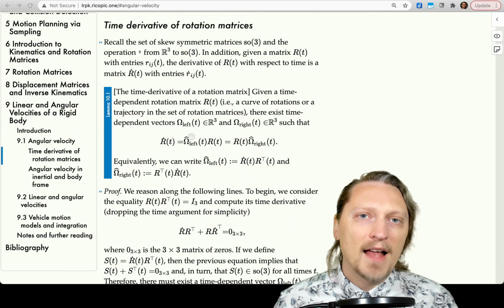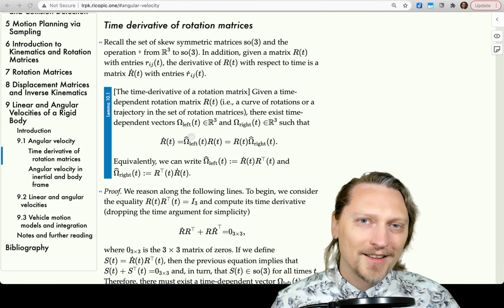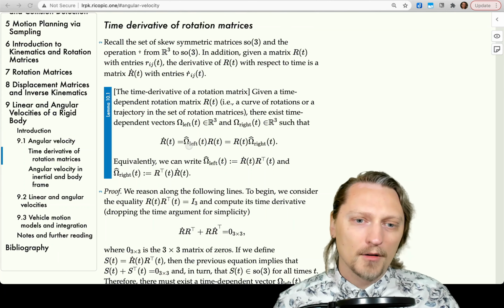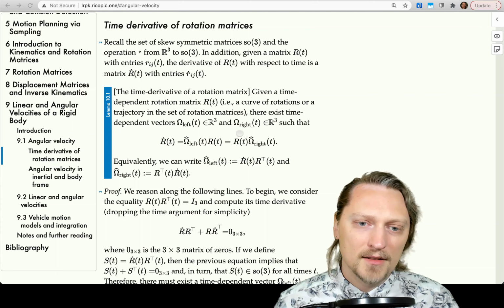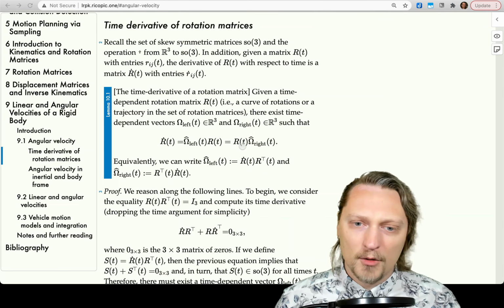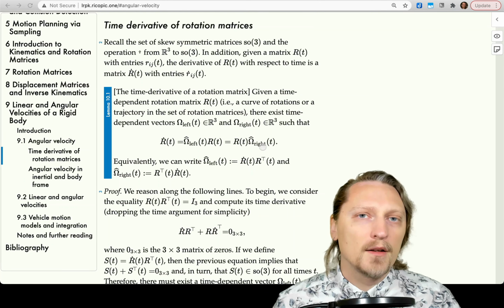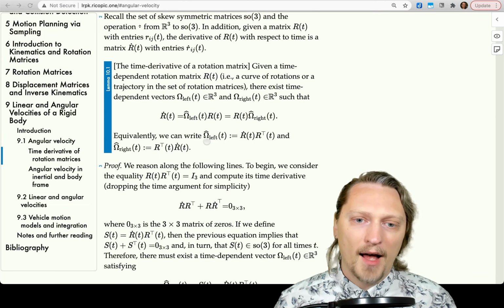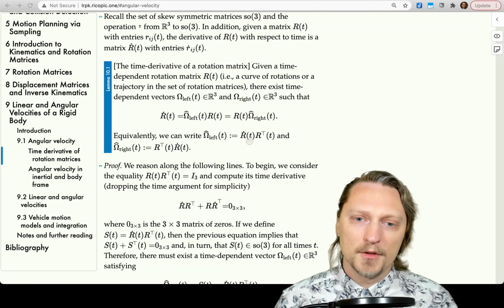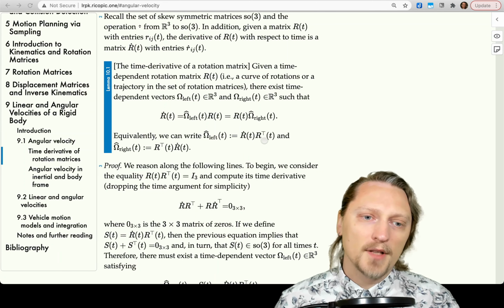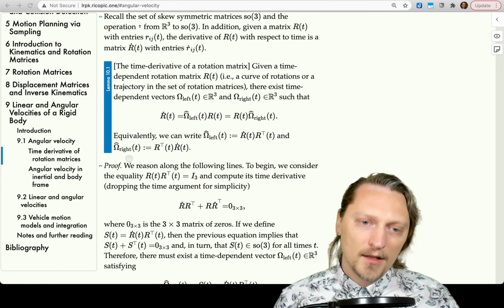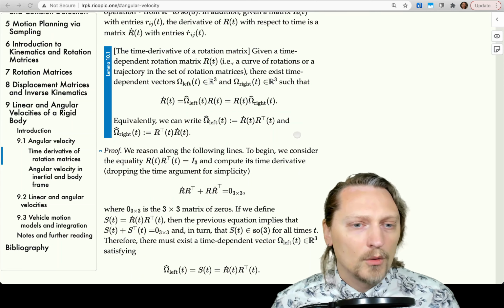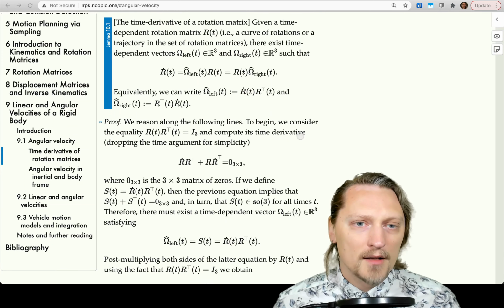Remember, the hat operator gave us the skew-symmetric matrix constructed from a vector. So R dot equals omega left hat R, which equals R omega right hat. Equivalently, we can write omega hat left equal to R dot R transpose and omega hat right equals R transpose R dot. We reason along the following lines.